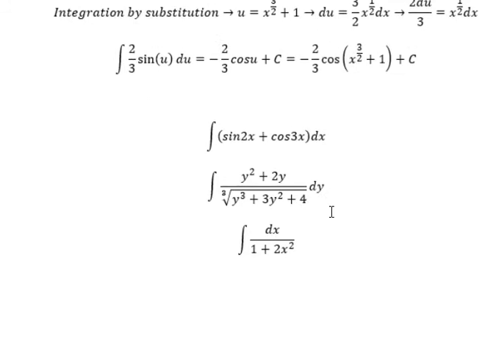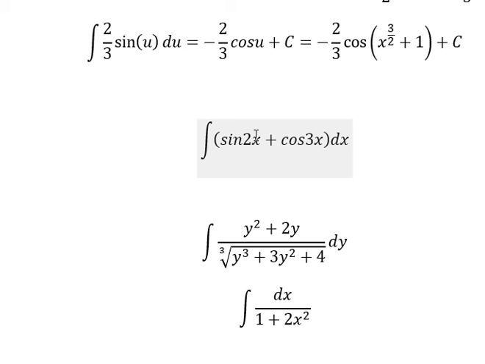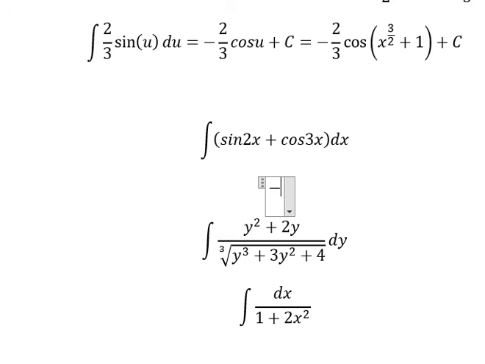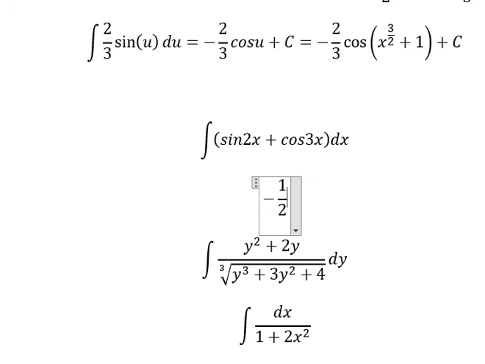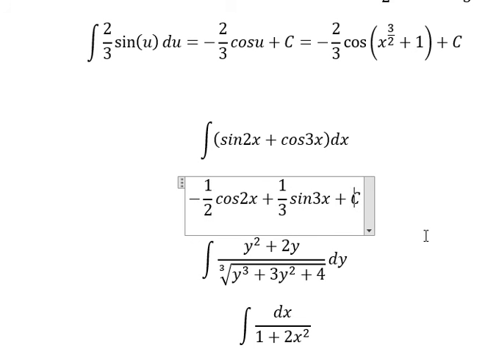Next, this one, the integral of sine 2x, you got negative, and we have 1 over 2. Number 2, that's from number 2 in here. And we have cosine 2x. This one is 1 over 3 sine 3x plus c.